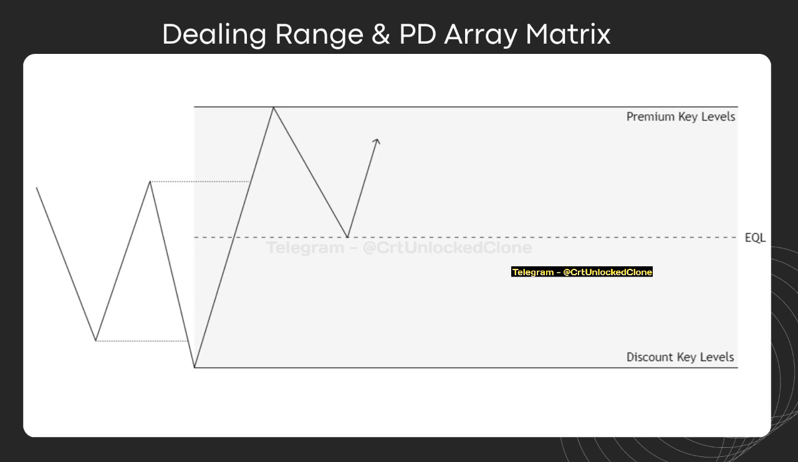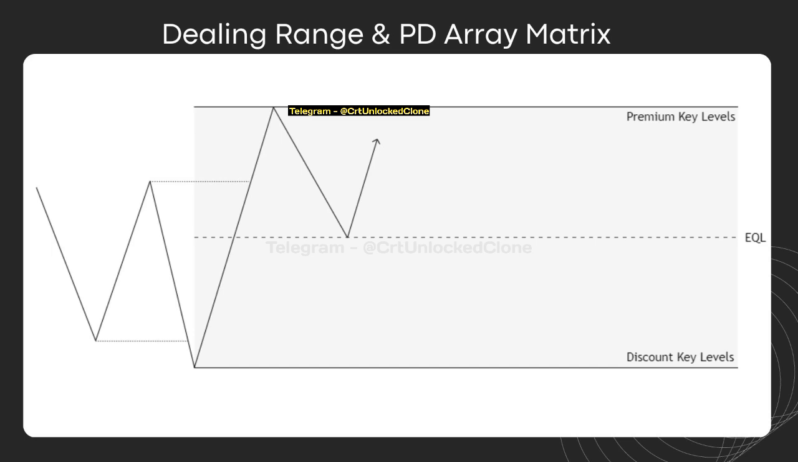Now in order to clear that confusion and be more familiar with the market dynamics, we're going to use this dealing range and PDRA matrix, and divide this range into two halves with discount and premium, which also means that now the key levels have also been classified into two groups. So we've got the discount key levels, meaning the key levels that are in the discount region, and then the premium key levels which are in the upper half of this dealing range.